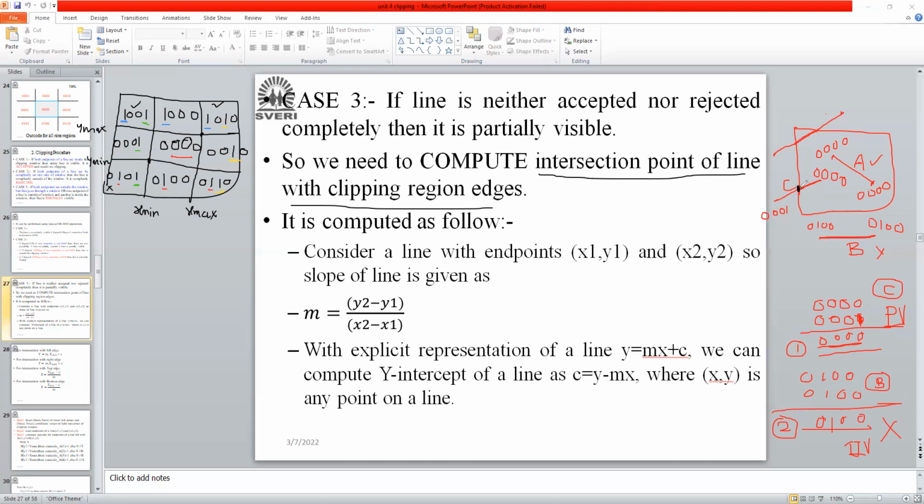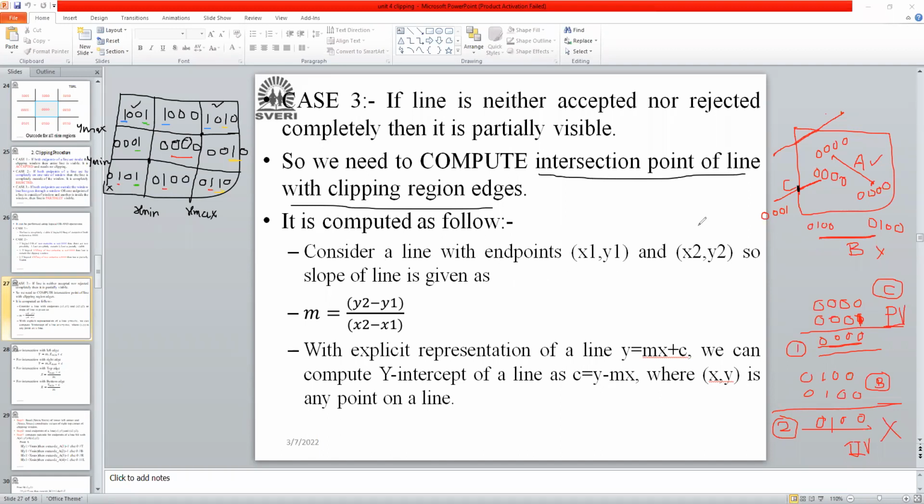I will find out this intersection point. Now how to find out the intersection point? For that I will consider the formula of the slope, because the slope of the line is going to remain constant throughout the line. In between any two points, if I take the slope, it will be the same.